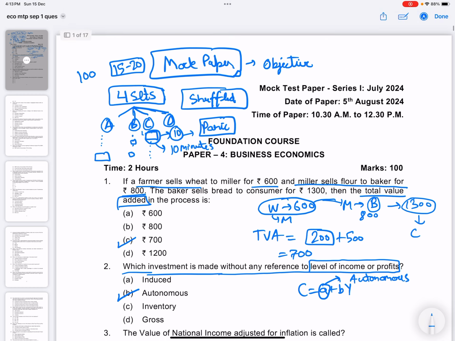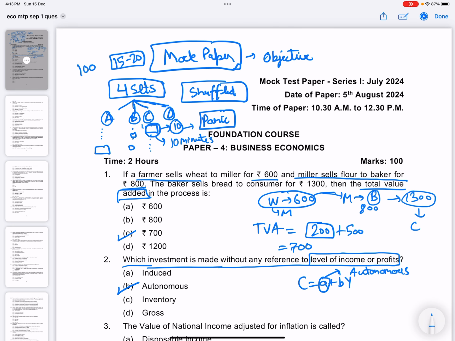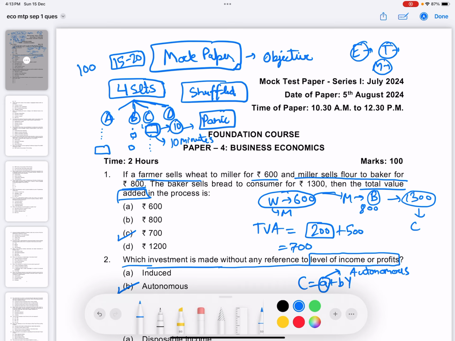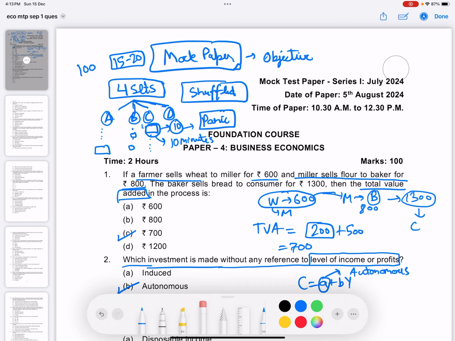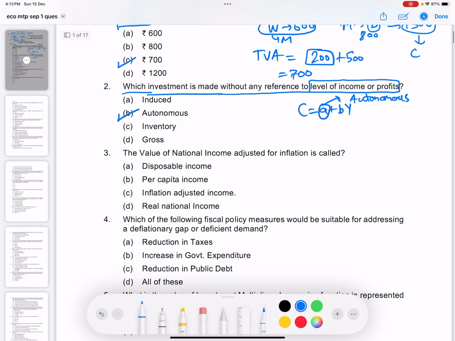And at the end of the paper, what we'll do is we'll see how many easy questions were there and how many tough questions were there, and medium. So 3 sets of questions. So we'll check what the difficulty level of the paper was. Okay.